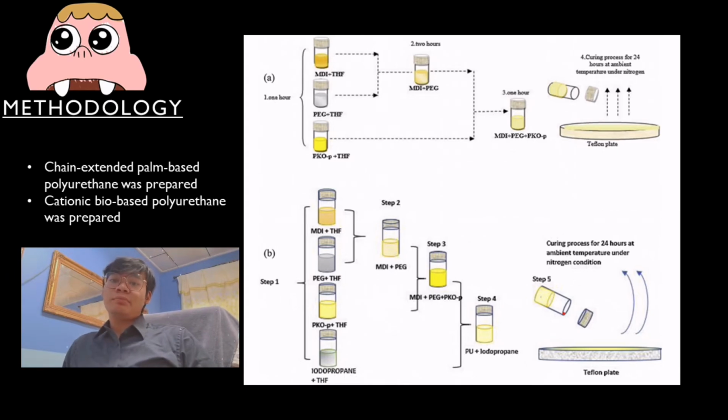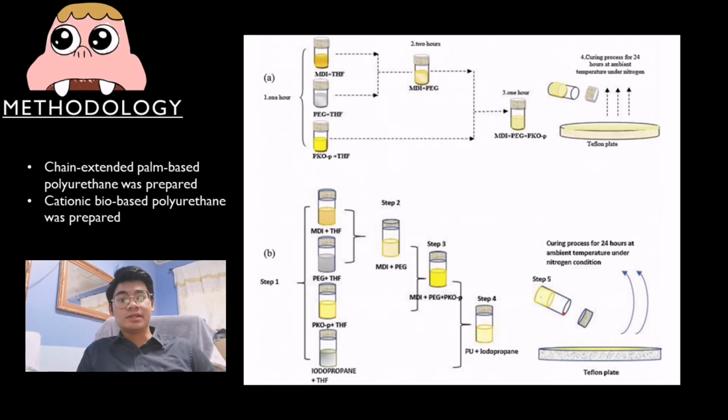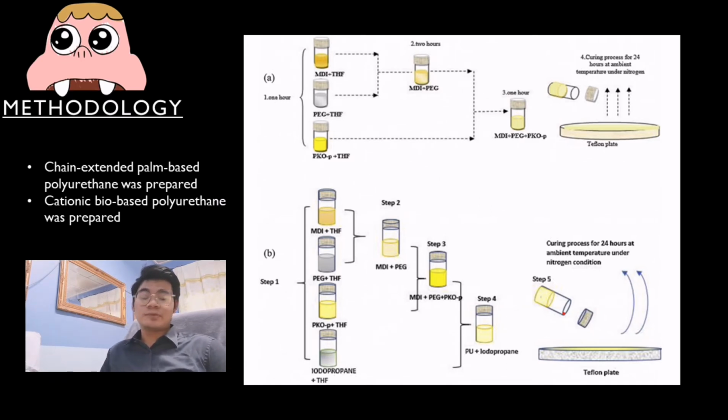Next, we will talk about methodology. The methodology is divided into two parts: the preparation of chain extended palm-based polyurethane and the preparation of cationic bio-based polyurethane. For the preparation of chain extended palm-based polyurethane, the polymerization was carried out in a glove box under a nitrogen atmosphere at a constant temperature.